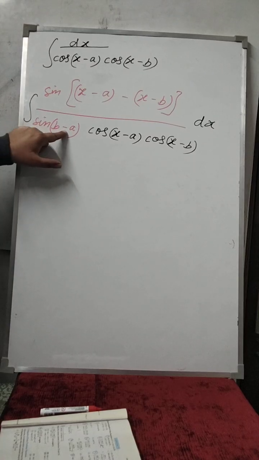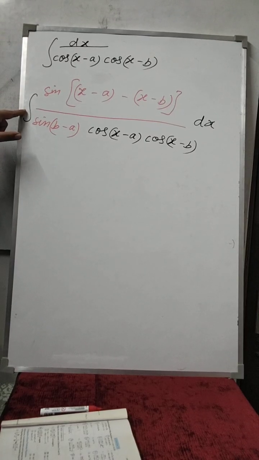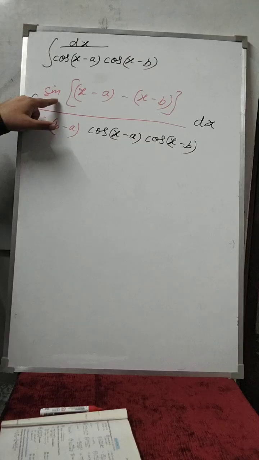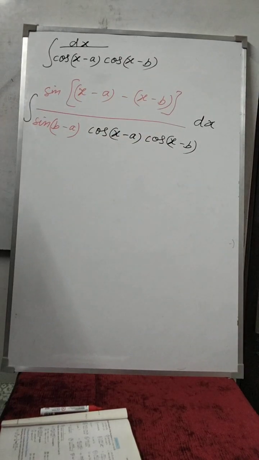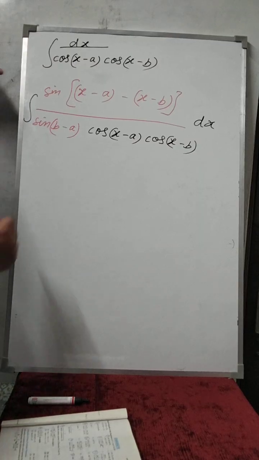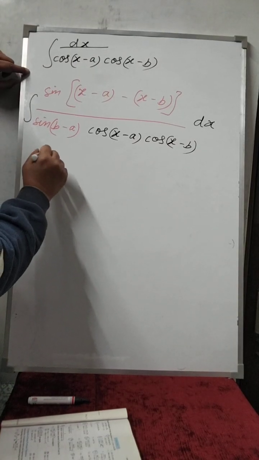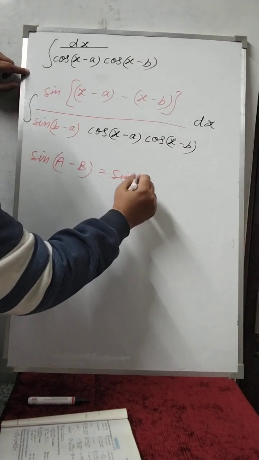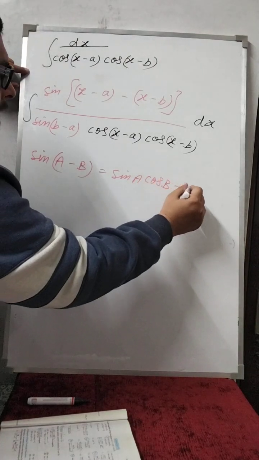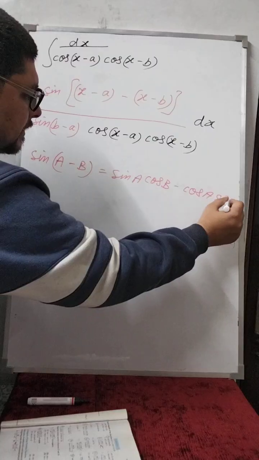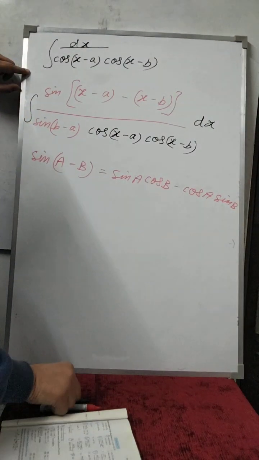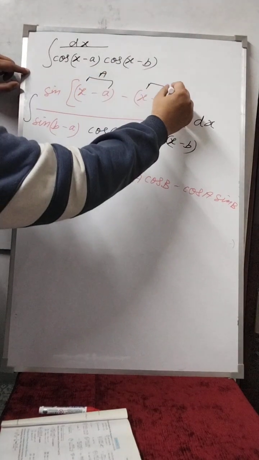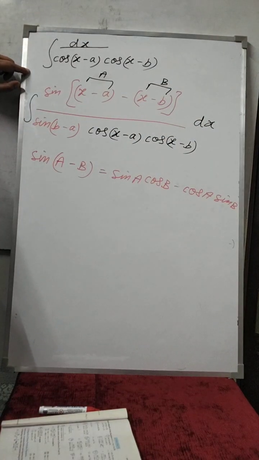Sin b minus a is a constant, it will come out of integration. Okay, now what? Now I can see sin a sin theta 1 minus sin theta 2. So we know the formula for sin theta 1 minus theta 2. I can write that sin a minus b will be equal to sin a cos b minus cos a sin b. Can I write it like this? Where I can say that this angle will be a and this angle will be b. Can I write it like this?